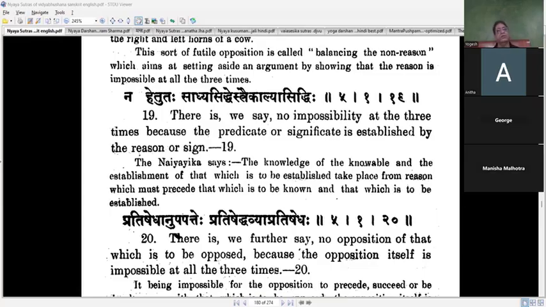So the fire and the smoke being together in the kitchen will exist at all times. It was there in the past, it is there in the present, it will be there in the future, and it can be used to prove the presence of fire wherever there is smoke, at all times. That is why we say that this Traikalya asiddhe fallacy of yours is not right. It is not correct. Then we go to the 28th.